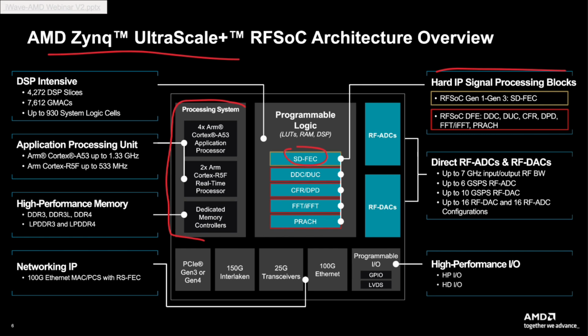Now, when we went to the DFE part, as I mentioned, it's a wireless-specific part. So we had additional hard IP in that particular product, which included additional digital down conversion and digital up conversion stages, crest factor reduction, digital pre-distortion, and an IFFT and PRACH IP. These functions are very wireless specific and are used to optimize the power and area for that application. Overall, we got about a 40% power reduction for similar performance with the RFSoC DFE as it would have taken to implement it in the Gen 1 or Gen 3. Okay, so with that, I'm going to move on.